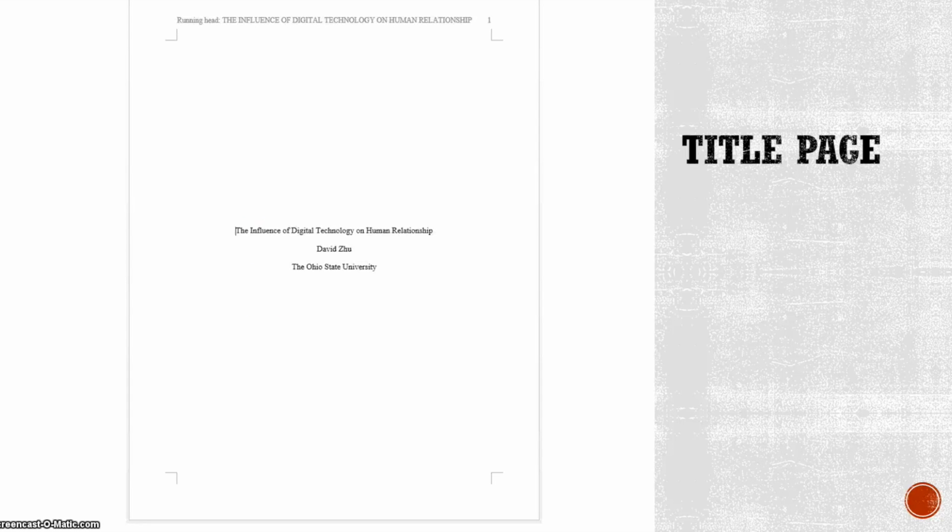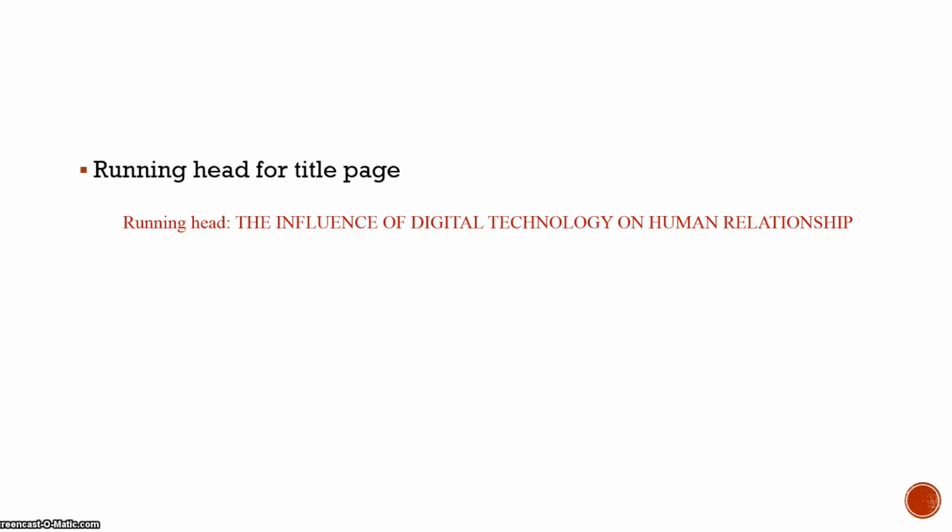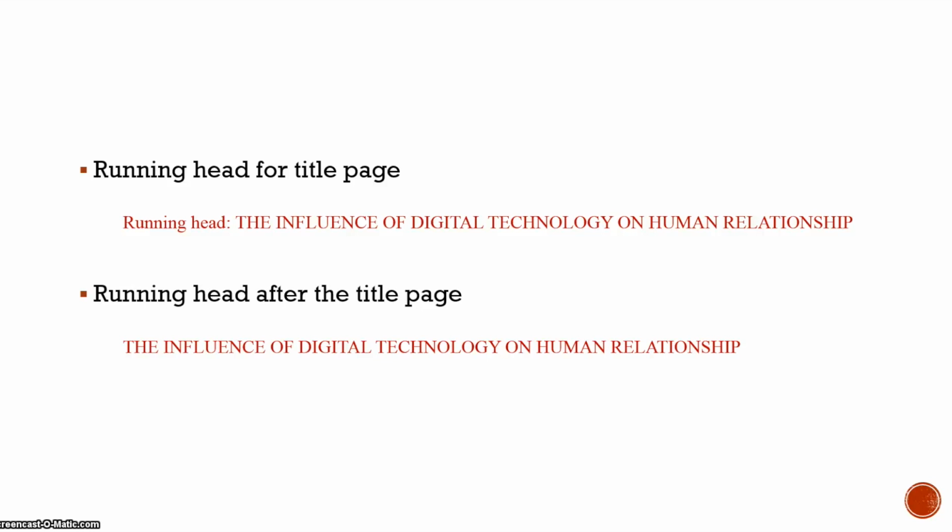The title page is the first page of your paper. It should include the title of the paper, the author's last name, and the institutional affiliation. The information should be centered on the page. You also need to include a page header at the top of the page. Your page header for the title page should look like this. After the title page, the page header only needs to include the title of your paper.